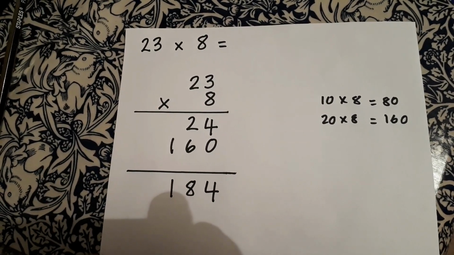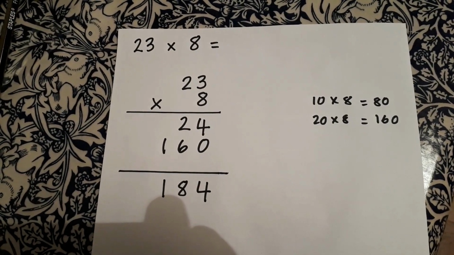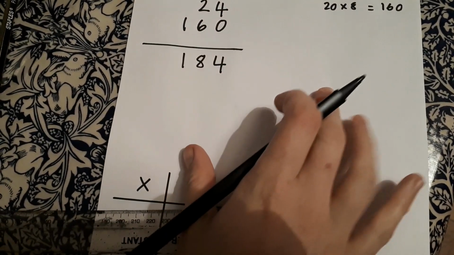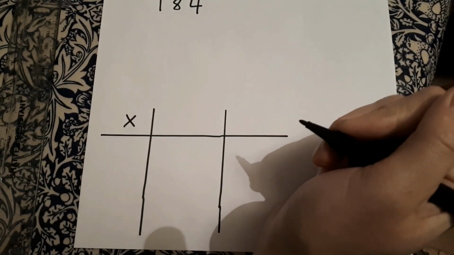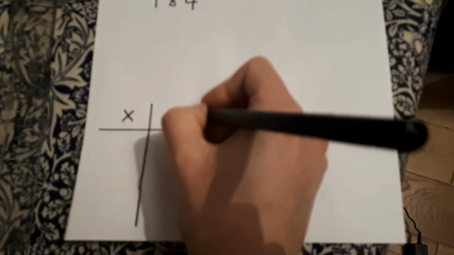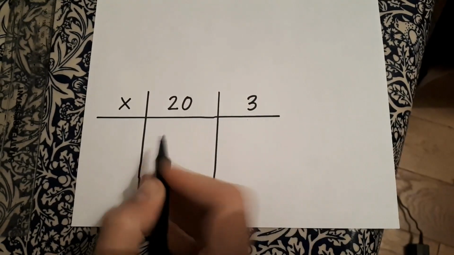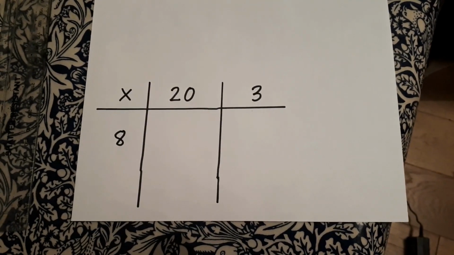Well, this is our final step. We're going to check using the grid method. Now the grid method is our main Year 3 method. So it's really good to refer back to it to check our workings out. So 23 times 8, I'm going to put my 20 here and 3, partitioning it into tens and ones. And I'm going to put my 8 here.